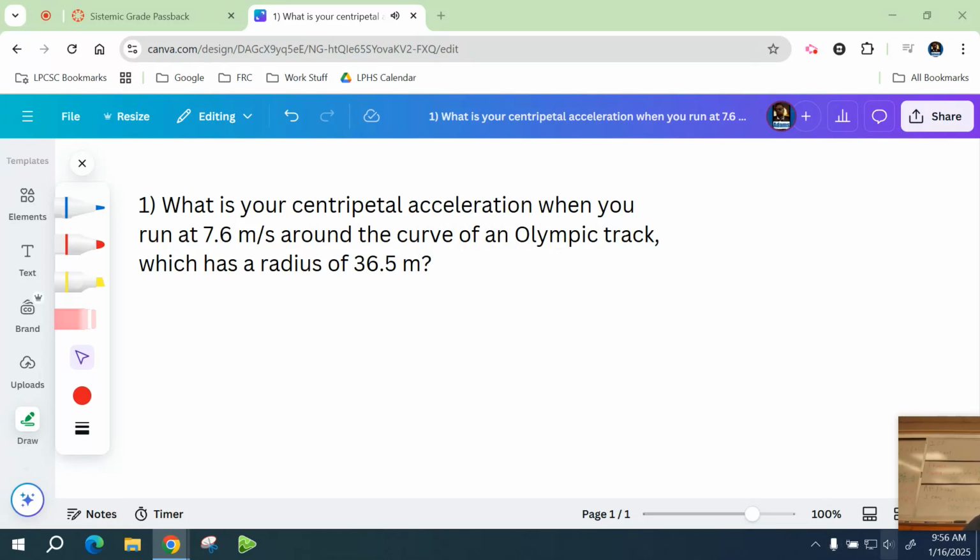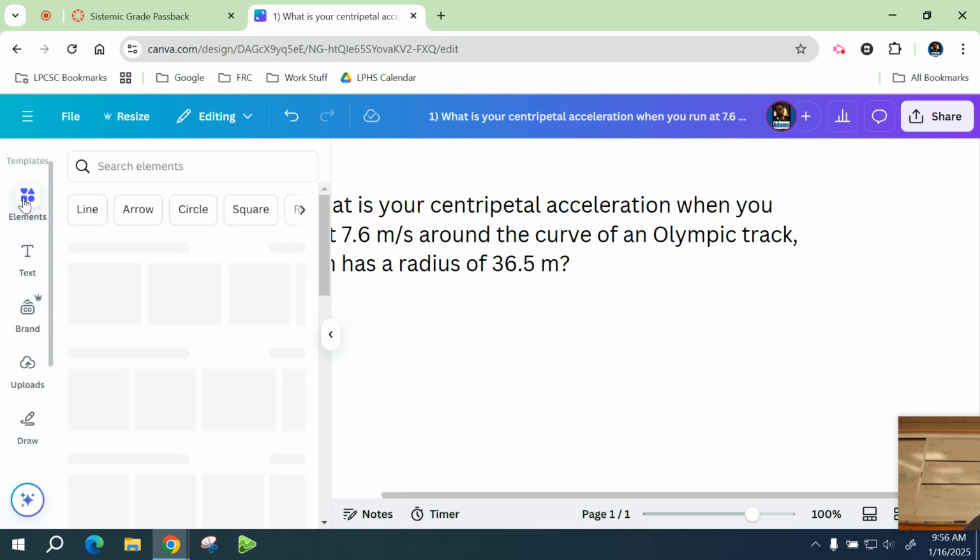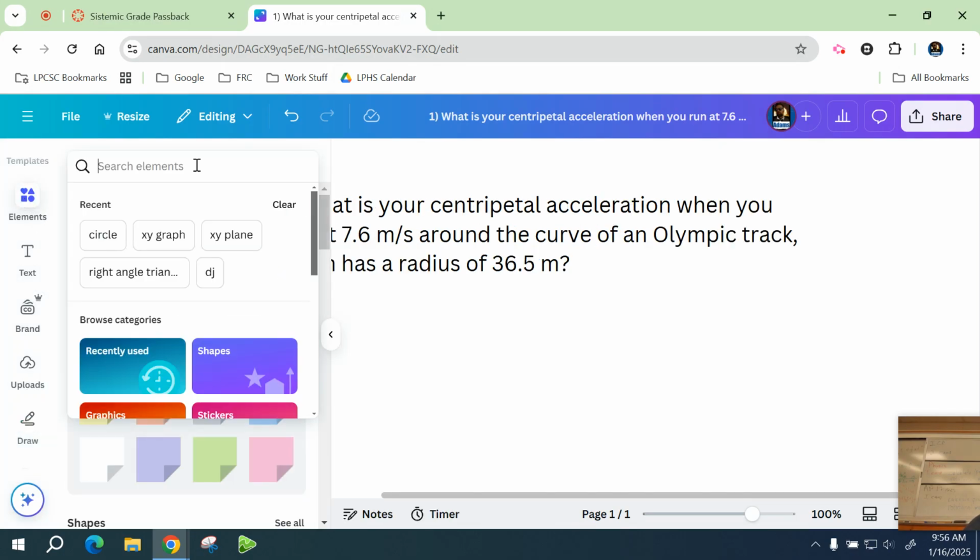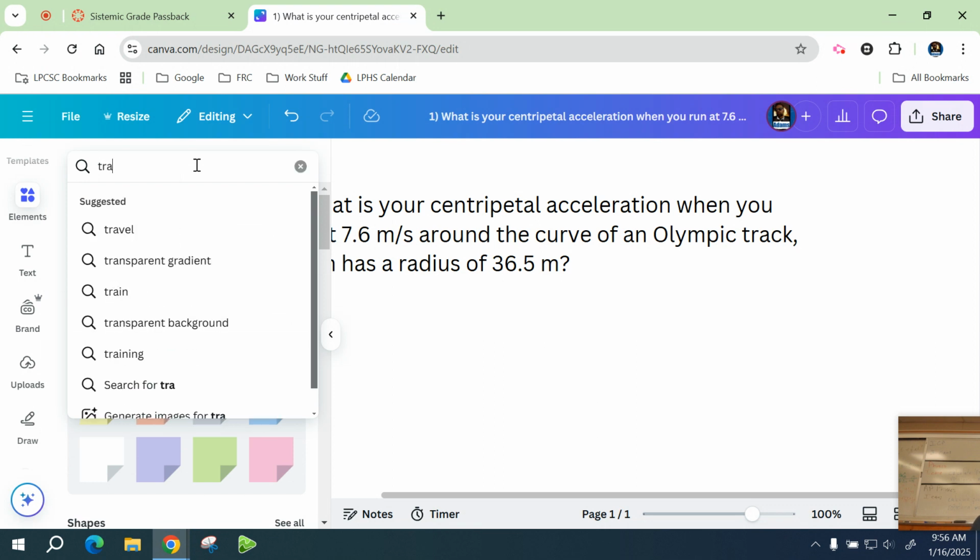For problem number one, it says, what is the centripetal acceleration of when you run 7.6 meters per second around the curve of an Olympic track with a radius of 36.5 meters? So let's kind of draw. For all physics problems, what we need to do is draw the picture.